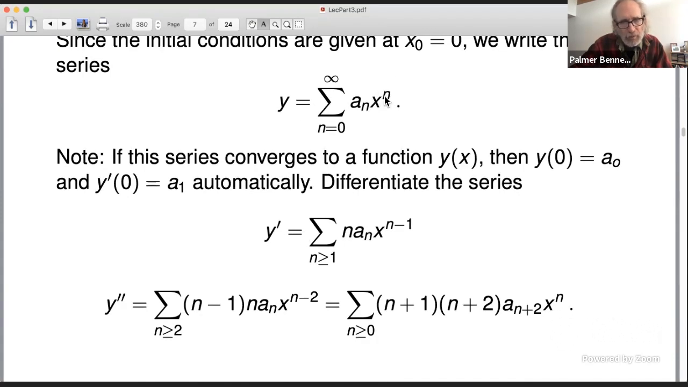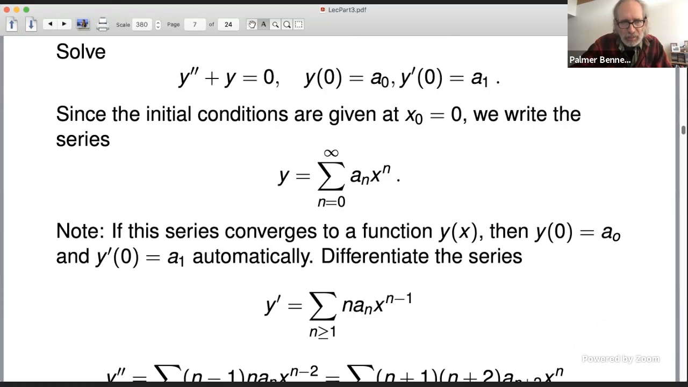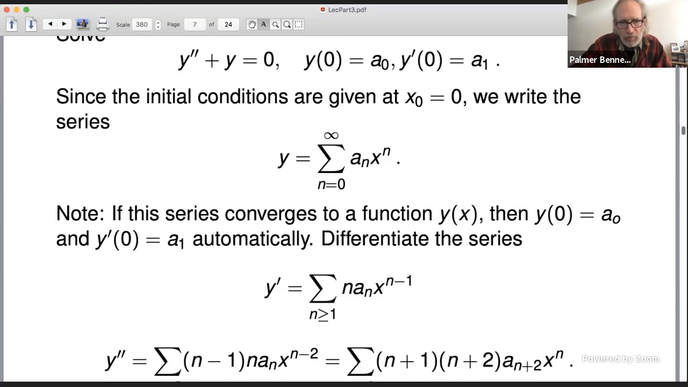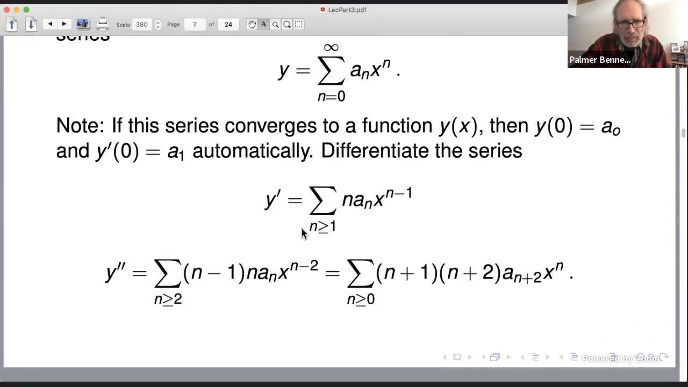The first derivative is going to give you n a_n x^(n-1). That doesn't appear in the equation. We just have the second derivative and the 0th derivative. And then if we differentiate this again, the second derivative appears in the equation. And that's the sum from n=2 to infinity of (n-1) n a_n x^(n-2). And remember that since we're plugging this second derivative and this function into the equation, we want to be able to compare the coefficients.